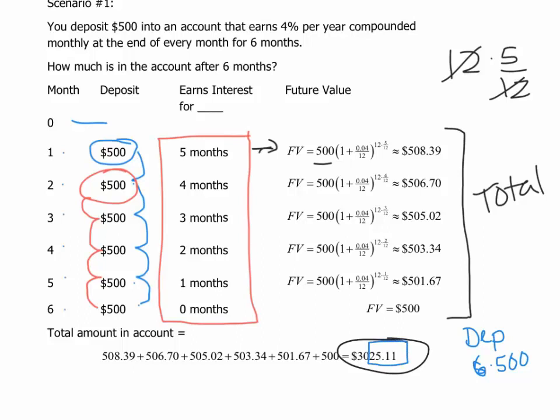This process would be a good one to use if we've just got a few deposits, or if we have a large number of deposits and we're using a spreadsheet like Excel, we could calculate this pretty easily. But if we're trying to do this by hand or just using a regular calculator, this is not a feasible method when you have a lot of deposits. So we need to come up with a different one.